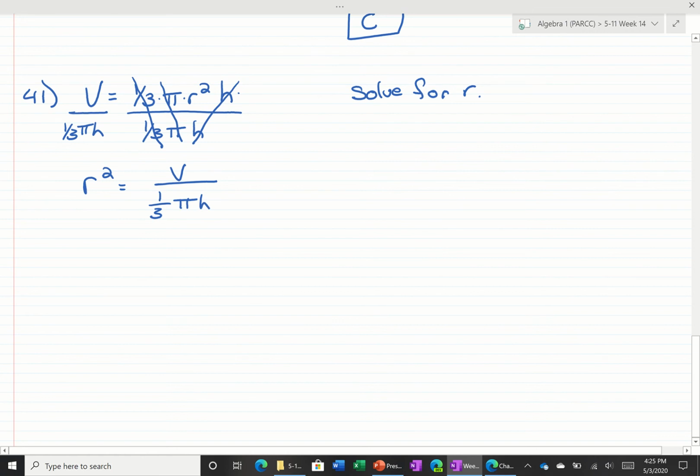And then that looks a little bit weird because you have a fraction divided by another fraction. One way we could get rid of a fraction is multiply the top and bottom by 3. That would give us r squared is equal to 3v, but 1/3 times 3 is just 1. This cleans up our answer a little bit. You just don't want to have a fraction inside of another fraction. It just gets a little sloppy.